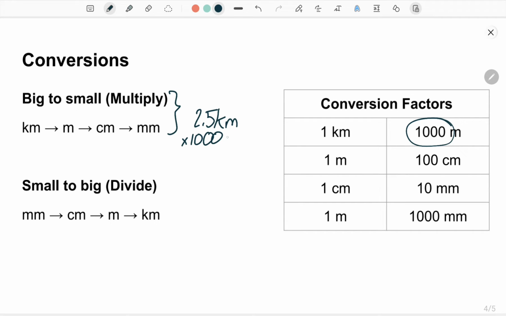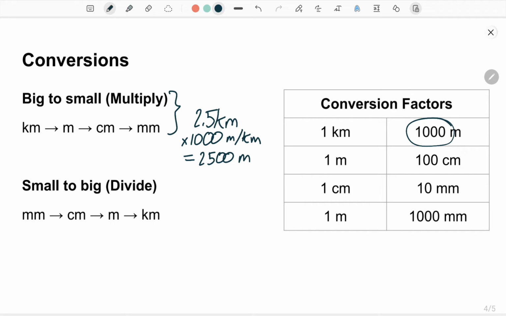And in a sense, that's saying 1,000 meters per kilometer. So we're actually using rates here, but we're using rates to convert things. And that would give you 2,500 meters.